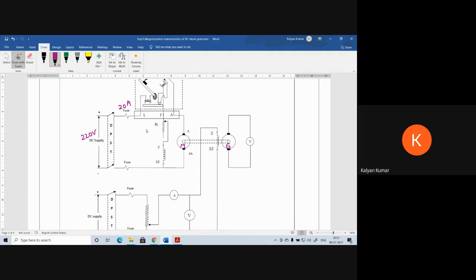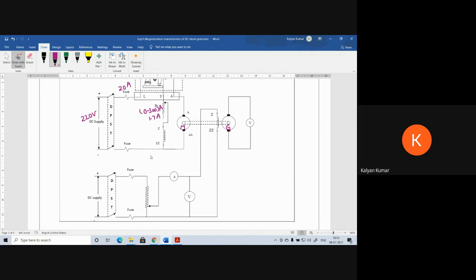So in our lab, we have a 300 ohms rheostat, which is variable from 0 to 300 ohms with 1.7 amps current capacity. With this, the motor circuit will be completed.